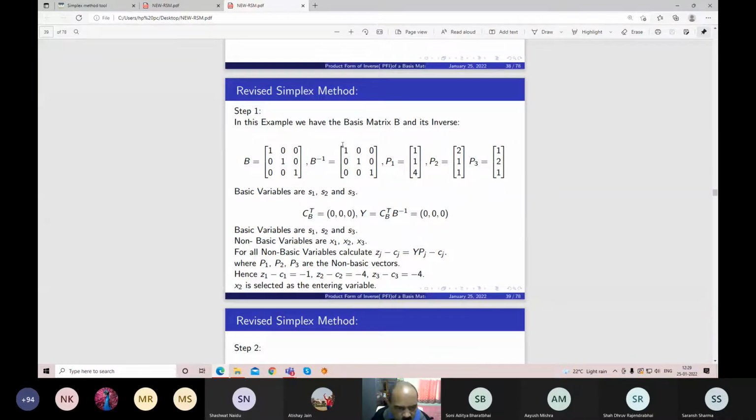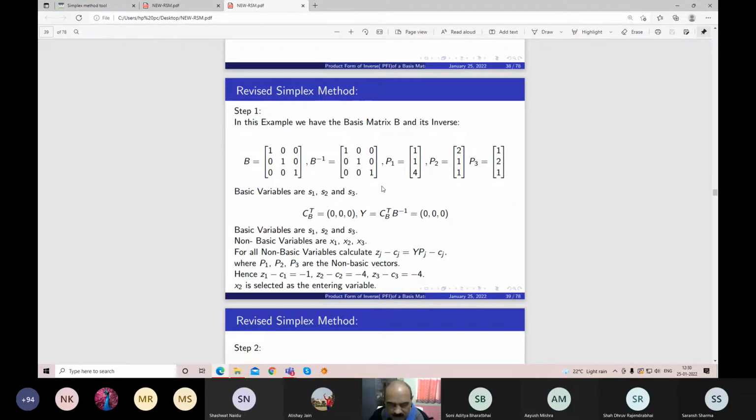What is the meaning of x2? x2 was a non-basic variable, and now it will become a basic variable. There are three non-basic variables and three basic variables, S1, S2, S3. Since x2 is becoming a basic variable, we have to give it some house. So you can place it in the position of S1 or S2 or S3. Out of these three, we have to see where you can place it, in the S1 position, S2 position or S3 position. The reason is like this.